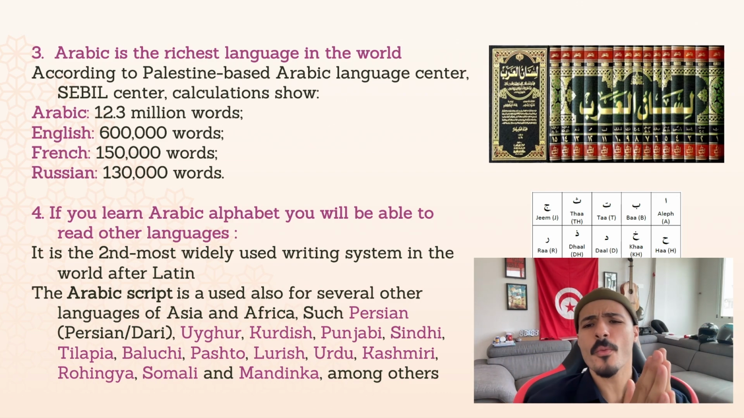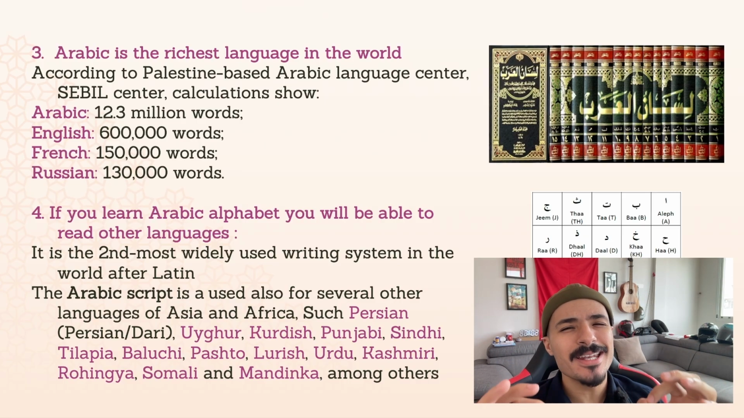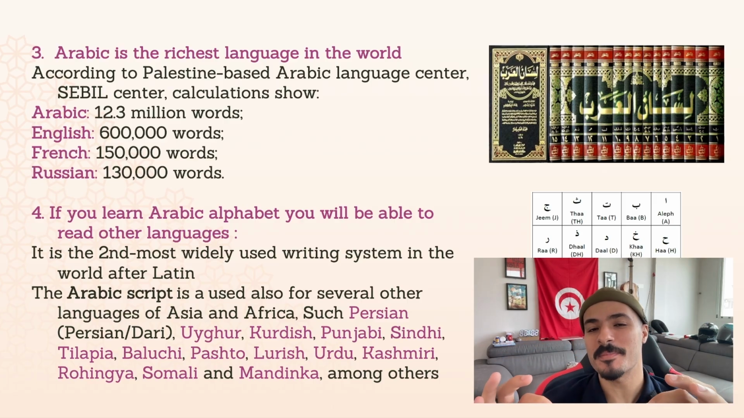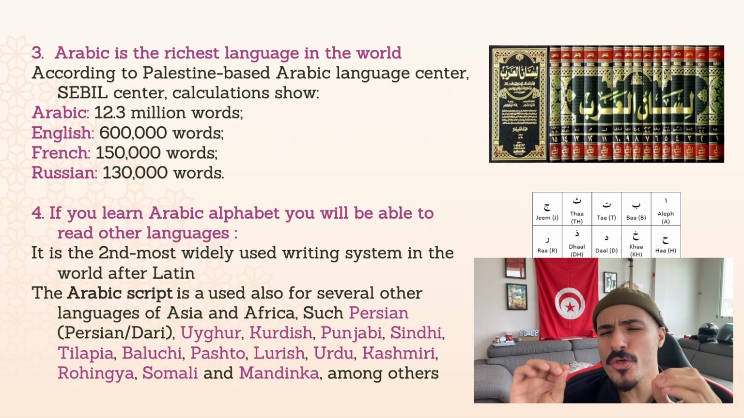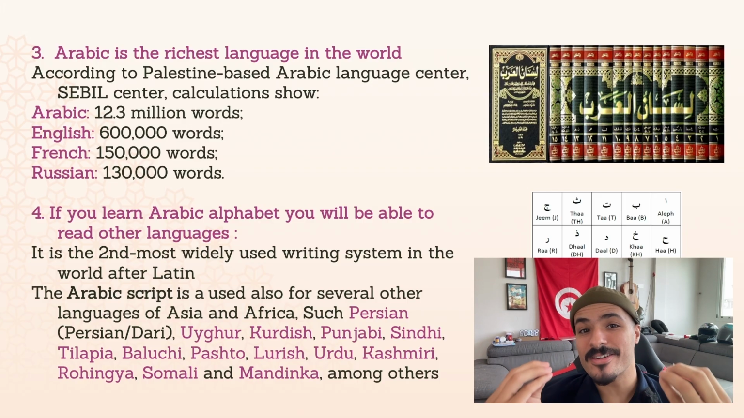The 4th one for today is the Arabic script. Guys, the Arabic script is the 2nd most used writing system in the whole world. And we are speaking about over 30 countries or 30 languages that use this script.